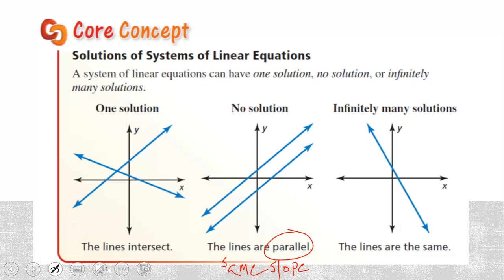We also have the case when there's infinitely many solutions. And in those cases, the lines are exactly the same. In essence, they're intersecting at every single point, meaning every single value of x and y is a solution to that particular system.